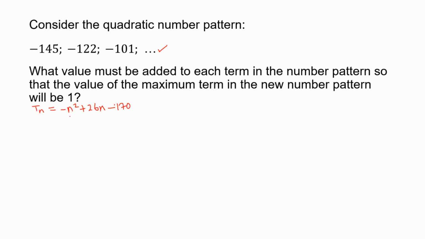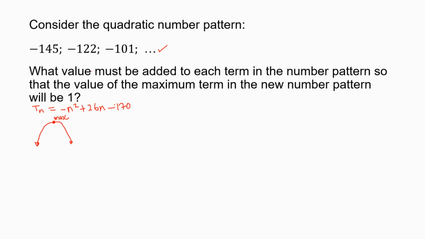This is the general term. You can see that this is quadratic, meaning that it is parabolic. Since a here is negative, this sequence is concave down, and it has a maximum value. When a is positive, the graph is concave up and has a minimum value. So we can find the maximum term here. We need to find n, and then substitute this n into the general term. Then that will give us the maximum value.